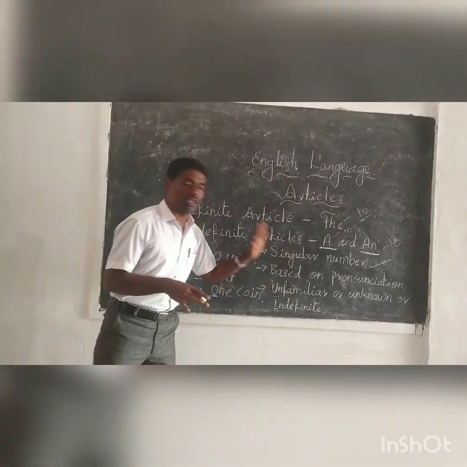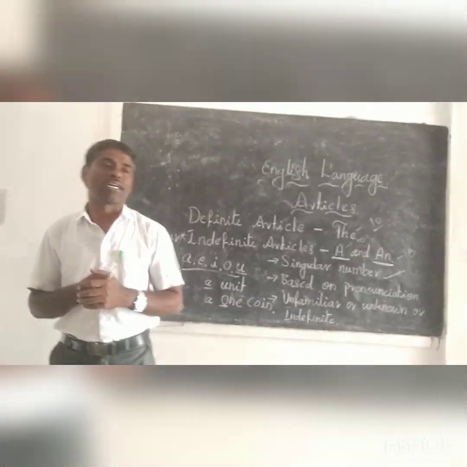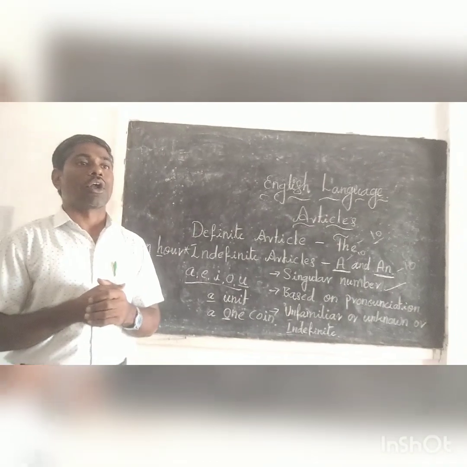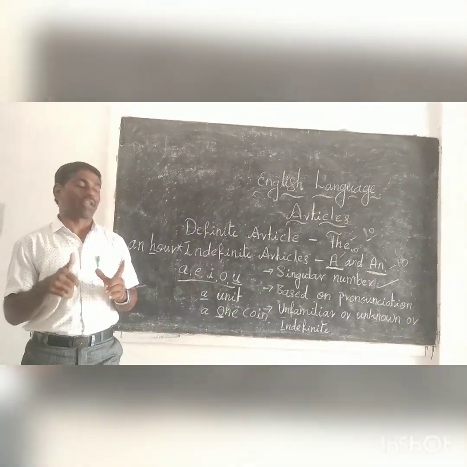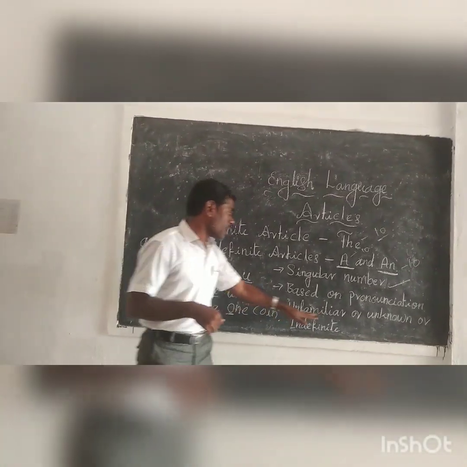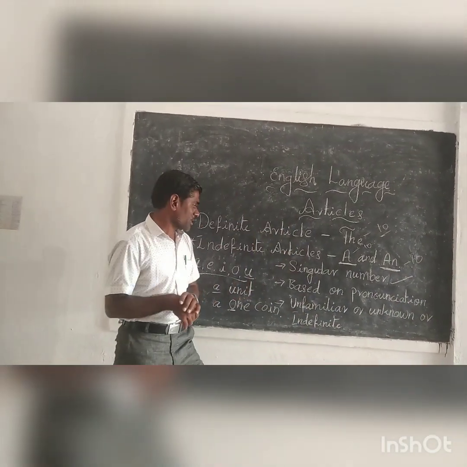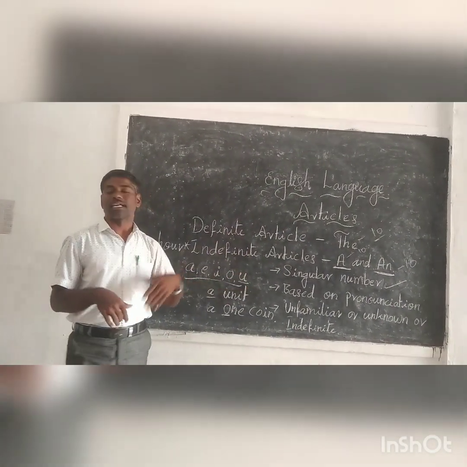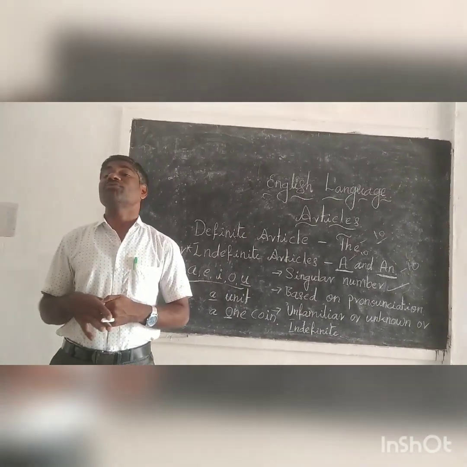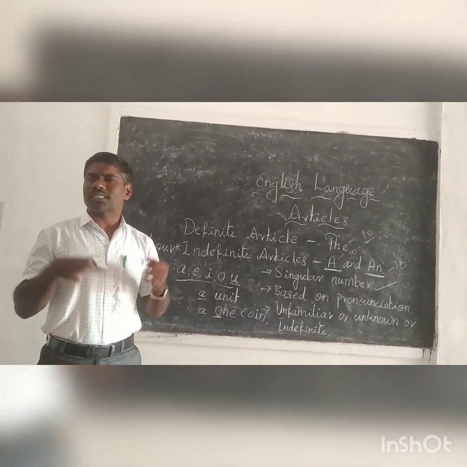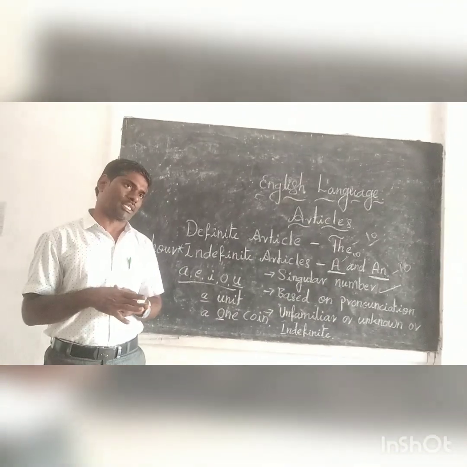Let's come to the last point. What is the general rule or how to use a or an? The last one is unfamiliar or unknown or indefinite. Let me make it clear. Unfamiliar: the person is someone I don't know.